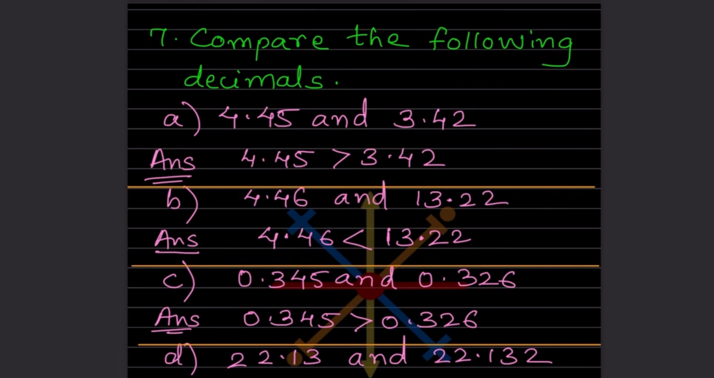Now again, look at this one and this one. We are going to look at the whole numbers, 4 and 13, not at the decimal. So definitely 13 is bigger, so you are going to open the mouth over here, towards 13.22.